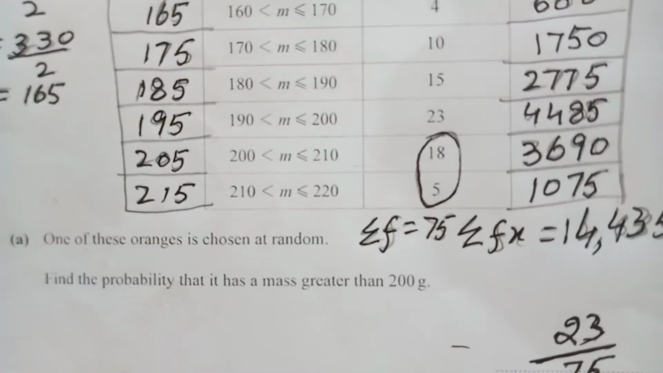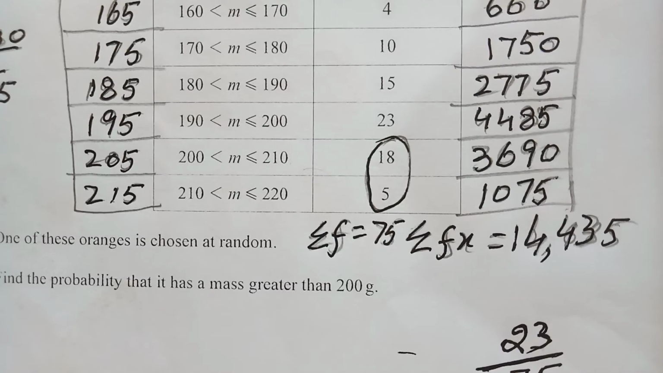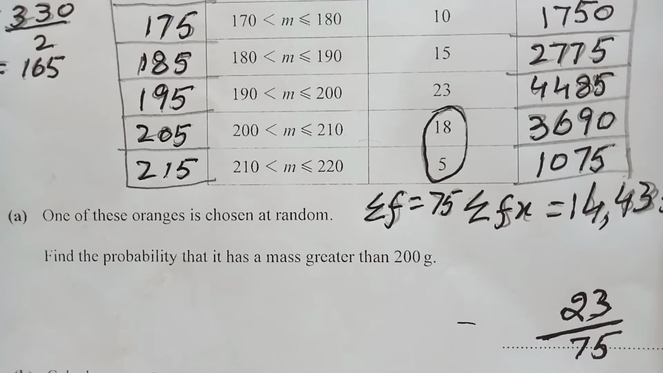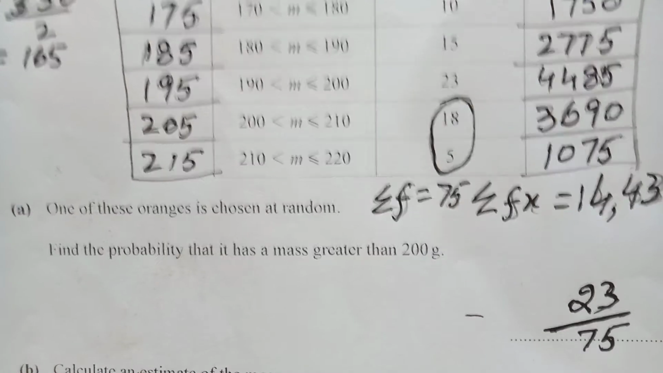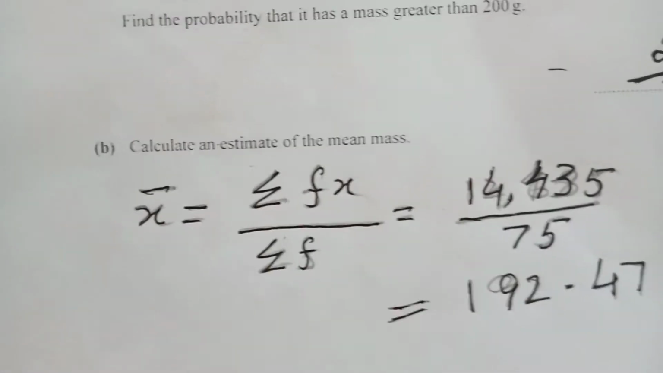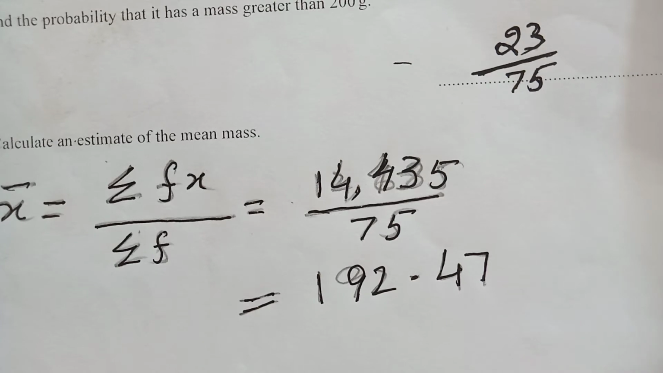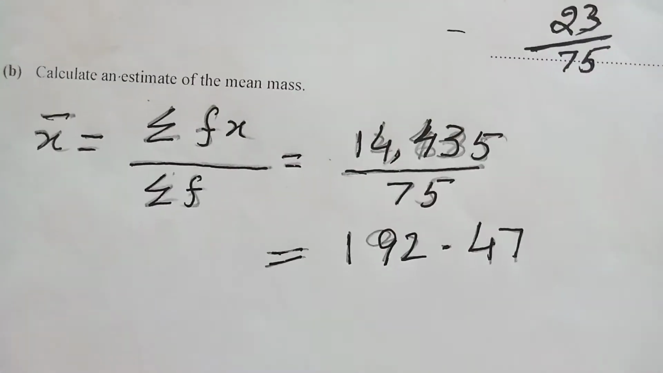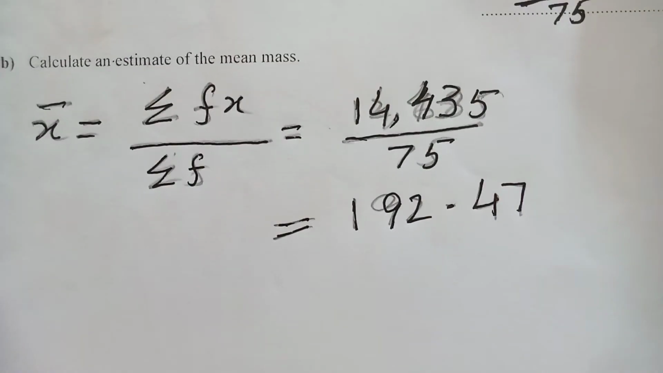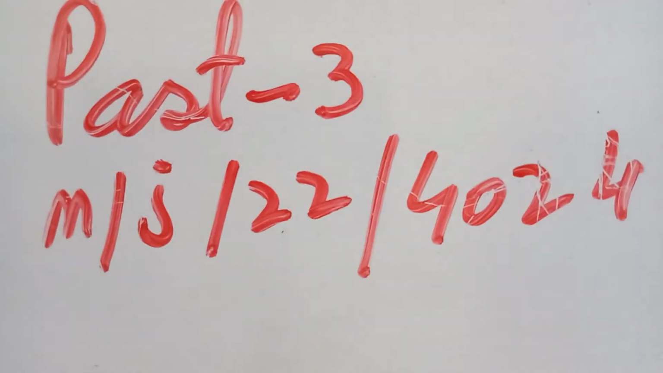So summation fx is 14,435 and summation f is 75. Put these values in the formula. x bar is equal to summation fx over summation f, and this will become the answer, 192.47.